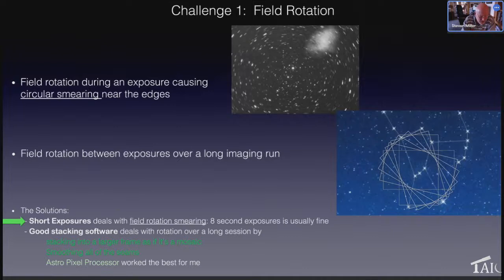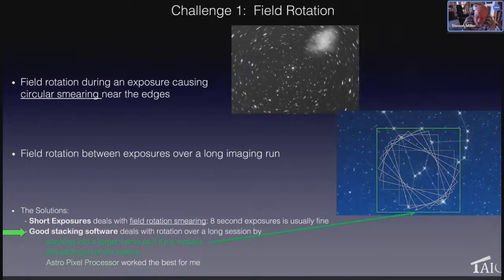So here are the solutions. Short exposures deal with field rotation smearing. If I take 8-second exposures, that's usually fine. There's only a couple areas of sky where you want to cut it down, and in quite a few areas you could take longer with an APS-C size camera. The other one is good stacking software, which deals with rotation over a long session.